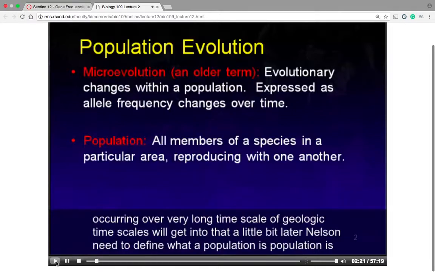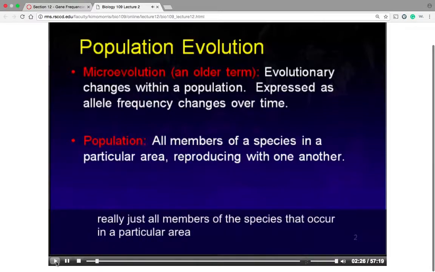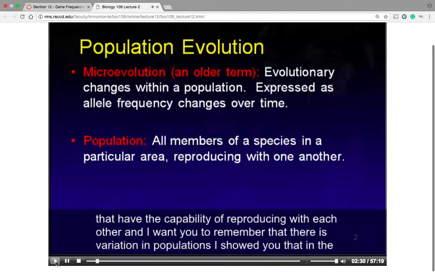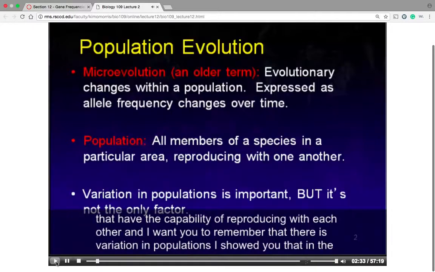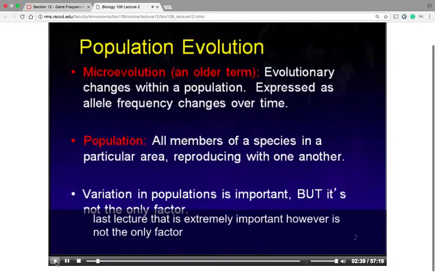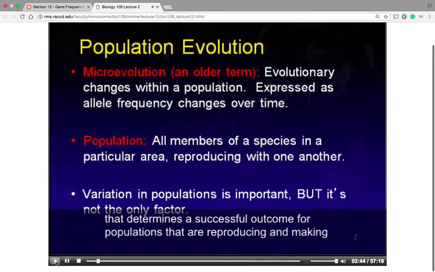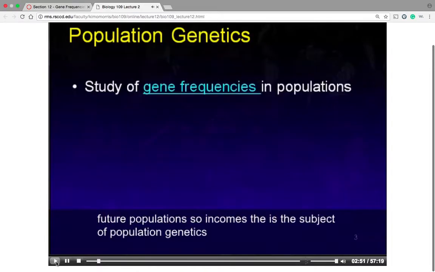We also need to define what a population is. A population is really just all members of a species that occur in a particular area that have the capability of reproducing with each other. And I want you to remember that there is variation in populations. I showed you that in the last lecture. That is extremely important. However, it's not the only factor that determines a successful outcome for populations that are reproducing and making future populations. So in comes the subject of population genetics.